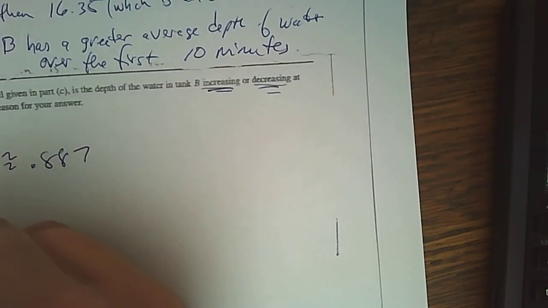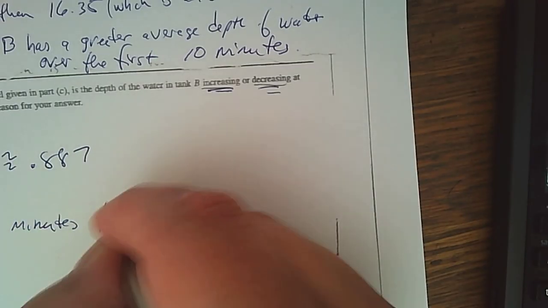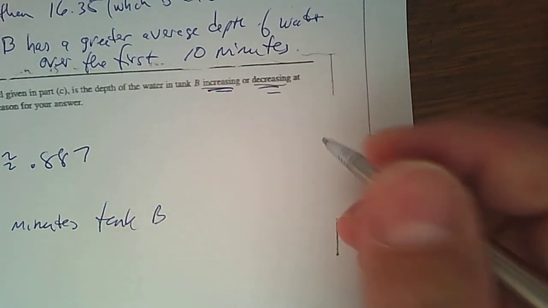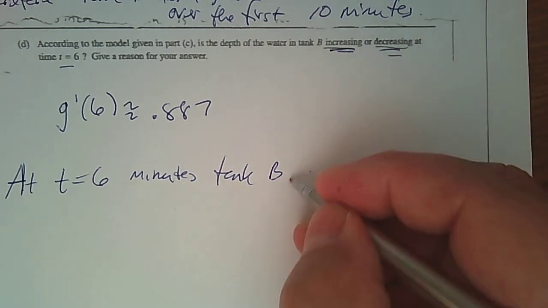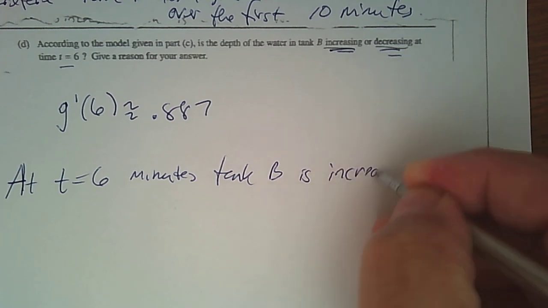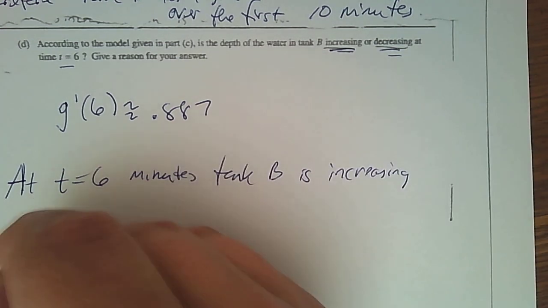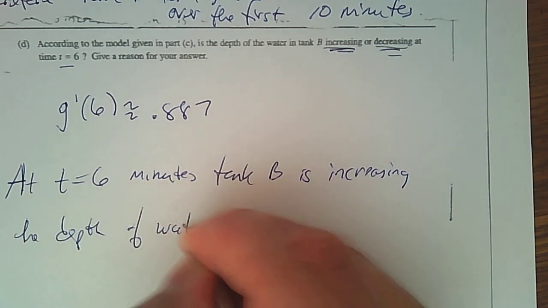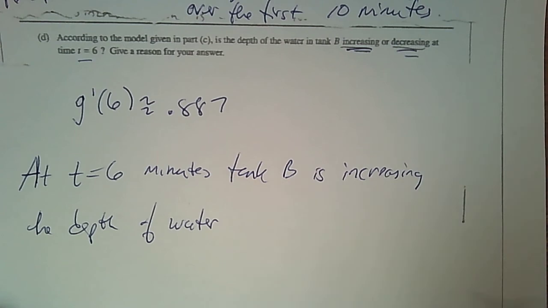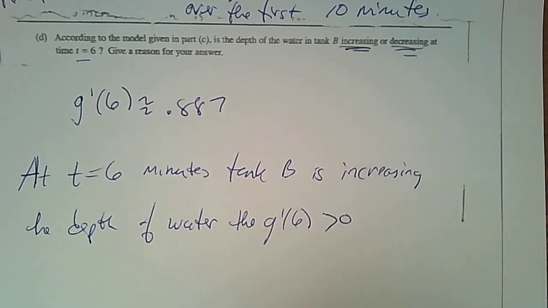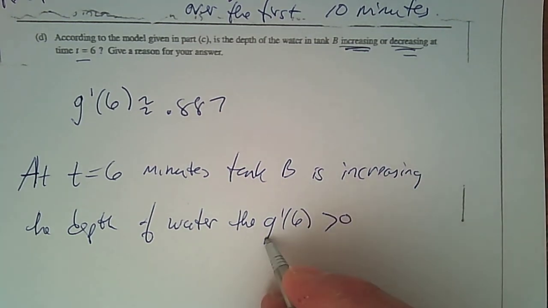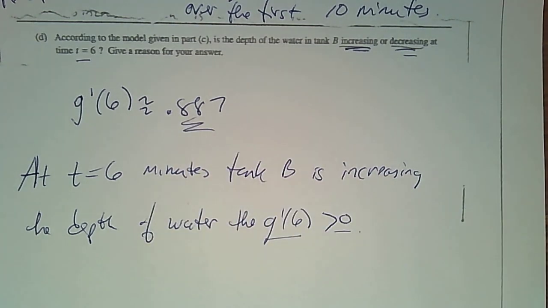So, what do we know? So at t equals 6 minutes, is tank B increasing or decreasing? So it is increasing the depth of water. Why? Because the derivative at 6 is positive. And you could write that out in words if you want to. But we looked at the derivative is greater than 0. Therefore, at 6 minutes, the tank is increasing at that time.